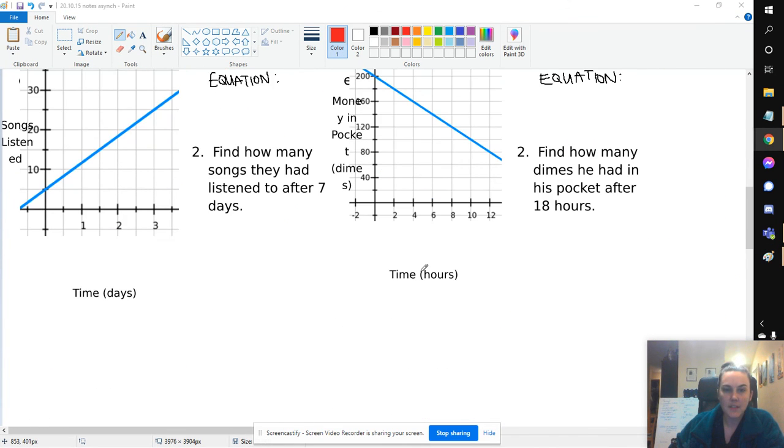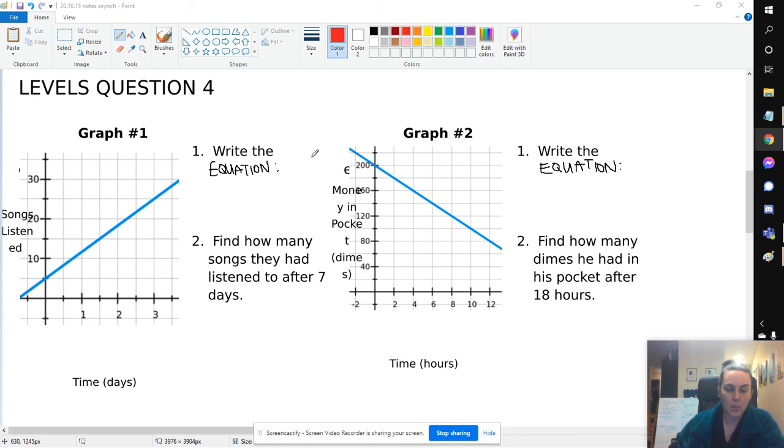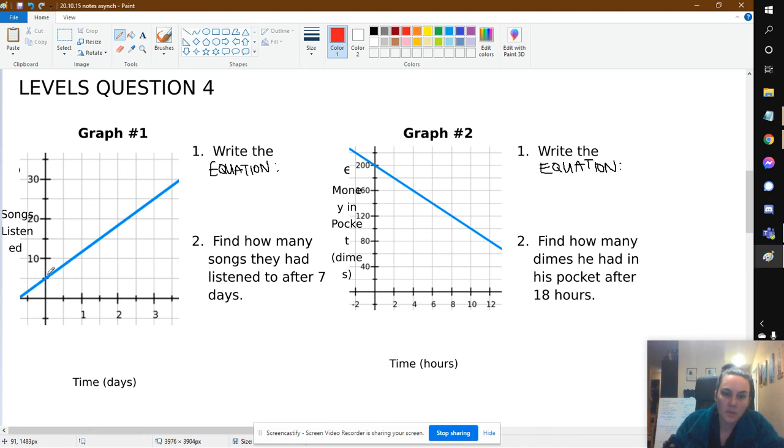Okay, and then the last thing I want to talk to you about is my Word document messed up. So it says write the, and then has nothing. It's write the equation, right? We're going to write the equation for both of these graphs, and then we're going to find out some things about them. So the equation, you're going to use the start point, and you're going to use the slope. And then finding out how many songs they listened to after 7 days, or find out how many dimes he had in his pocket after 18 hours.